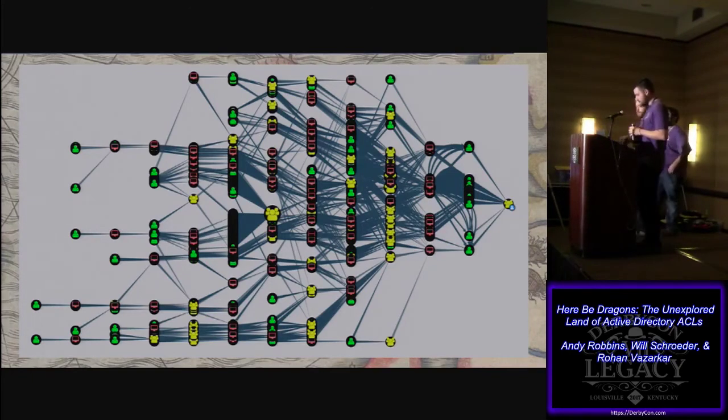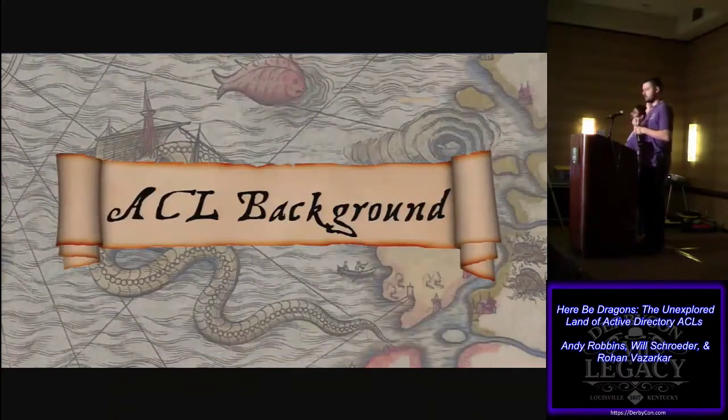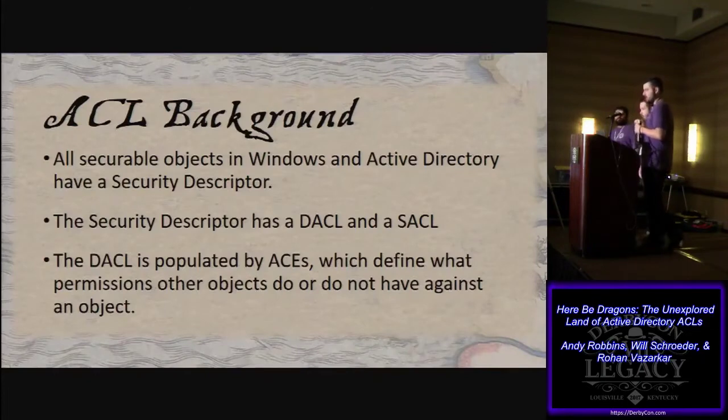All right, so let's get on the same page. Let's start speaking the same language and talk about ACL background. An ACL is applied to a securable object, or more appropriately, a discretionary access control list is a property of a securable object's security descriptor. A securable object in Active Directory is any object that has a security descriptor. The security descriptor, or the SD, is comprised of three things.